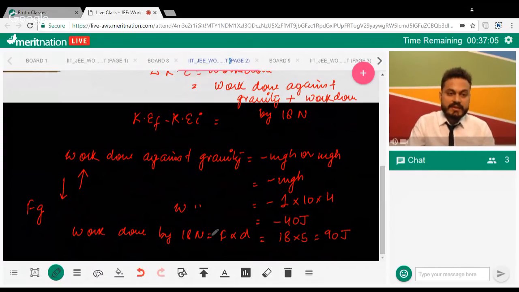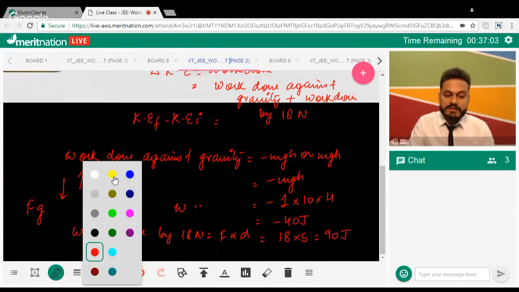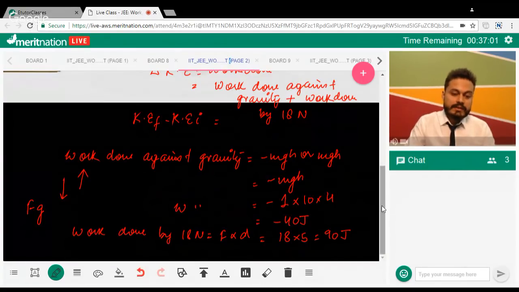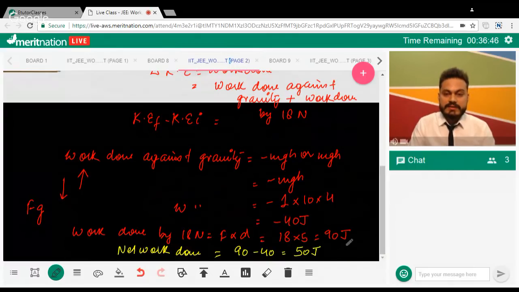Rianshi is writing 90 newtons, but the unit of work is joules, not newtons. So it is 90 joules. So net work done will be 90 minus 40, that is 50 joules.